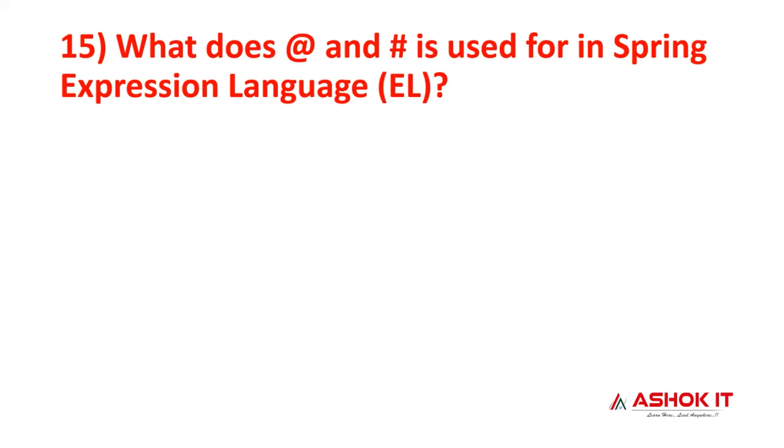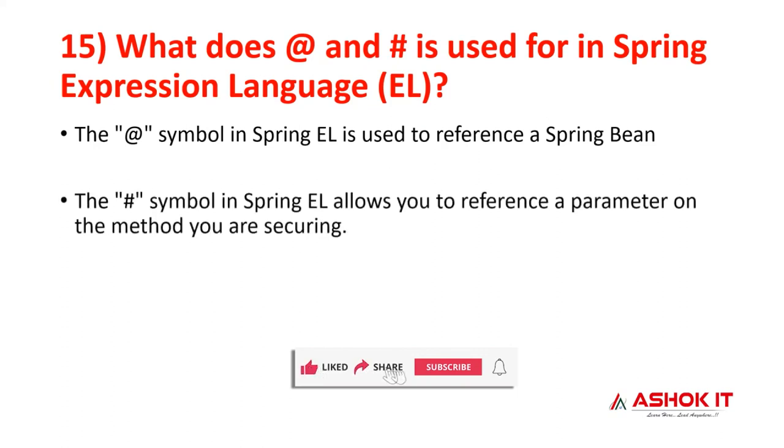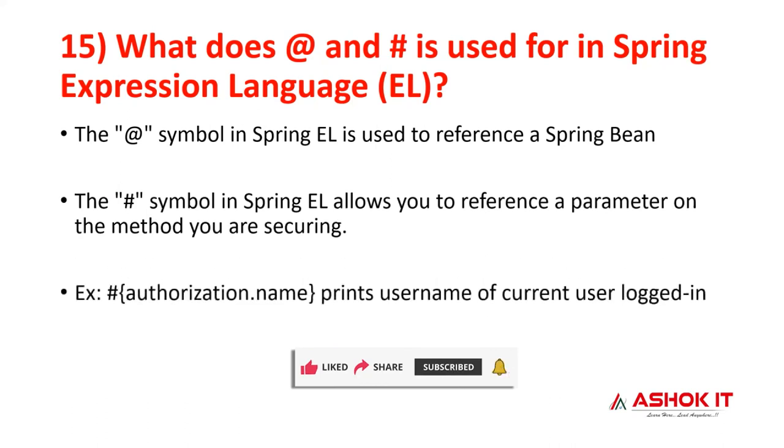What do the @ symbol and the # symbol do in Spring expression language? The @ symbol is generally used to refer to a Spring bean from the Spring container, and the # symbol is used to refer to a parameter of a method that you are using. Example, I'm just showing authentication.name. That's actually the authentication object as a parameter we are taking, that is used to print the current user. This authentication is a subtype of the Principal interface.